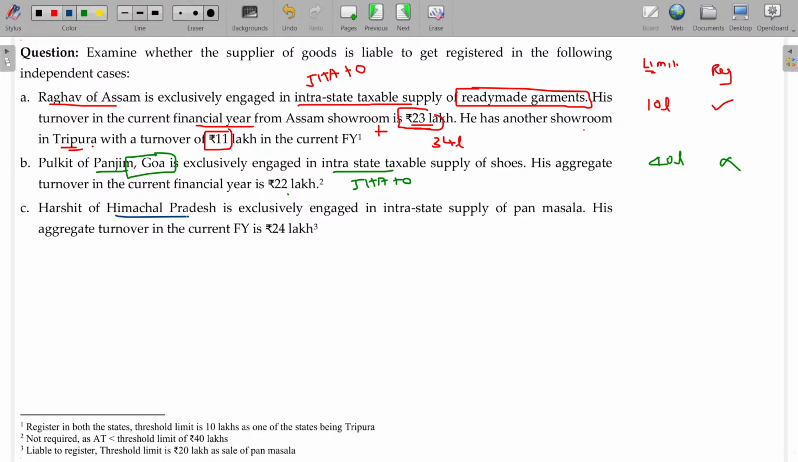Harshit of Himachal Pradesh. Okay, Himachal Pradesh falls under JA. Okay, Jammu and Kashmir, Himachal Pradesh and Assam. He is exclusively engaged in intra-state supply of pan masala, but this higher limit is not applicable for pan masala and ice cream. So, the limit is only 20 lakhs. So, here the value is 24 lakhs. So, registration is a must. Clear?